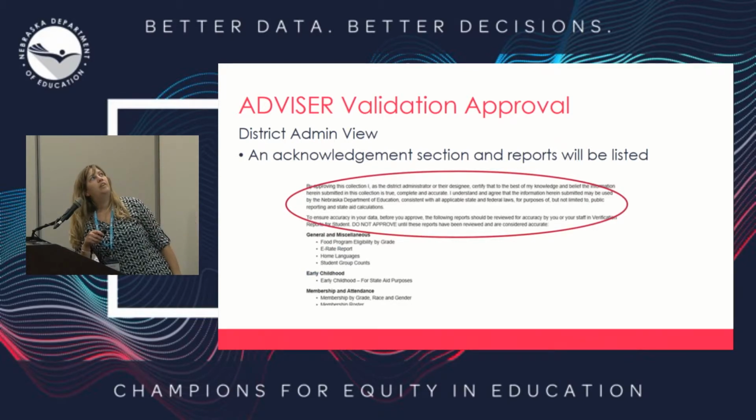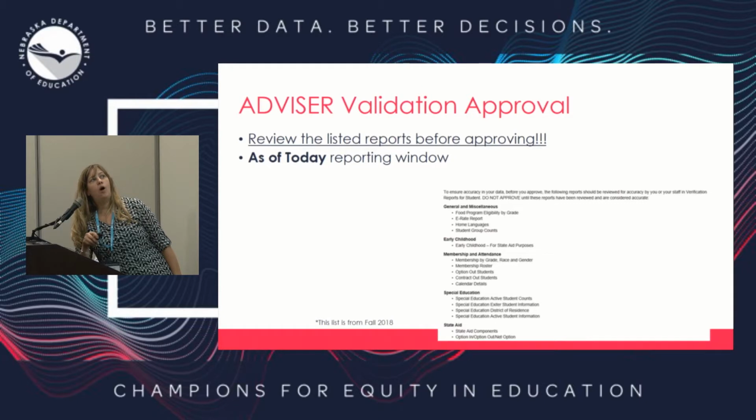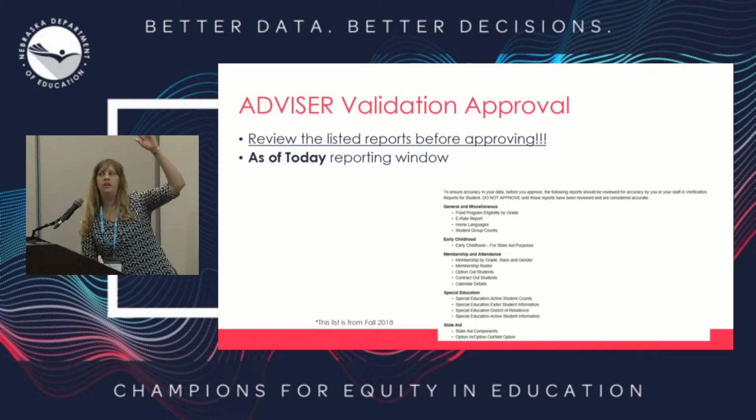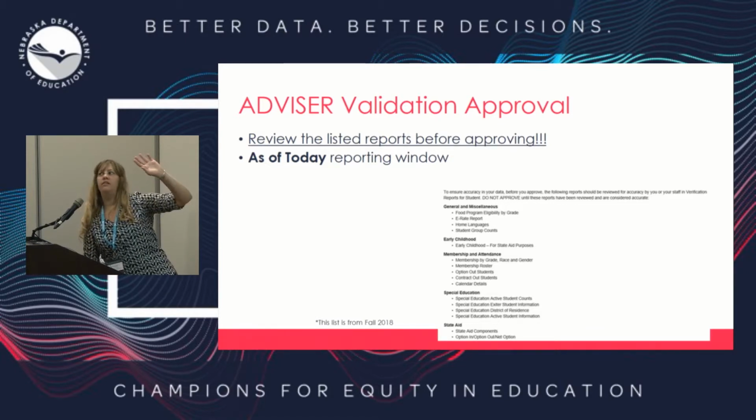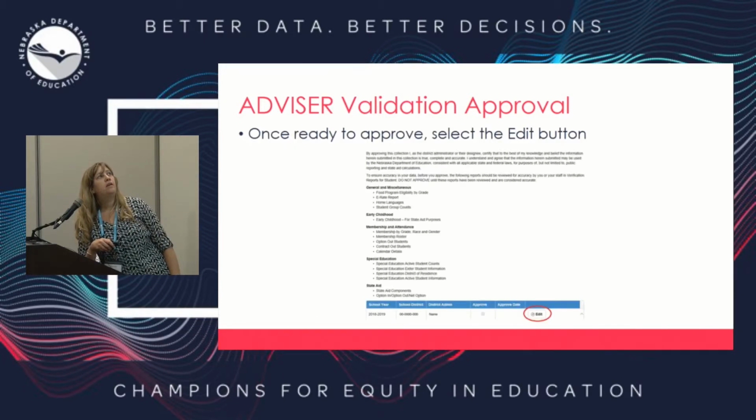It's going to have the acknowledgement section up top, and then most importantly, underneath that, all the reports, and mind you, these are from fall, that you should review. So make sure you go into this section, look at the reports, and then go back out of it. You don't have to approve right away, but view the reports that are listed here, because those are the ones you want to look at before you approve your end of year data. And then at the bottom, there is an edit button.